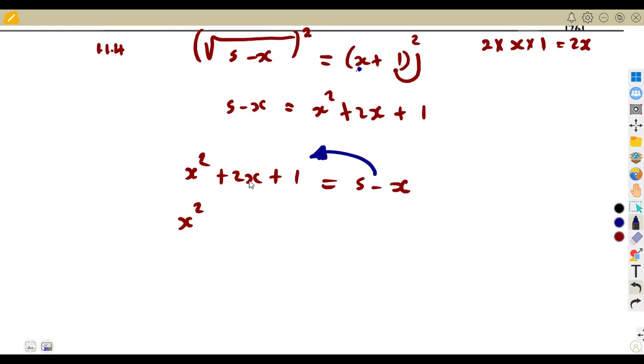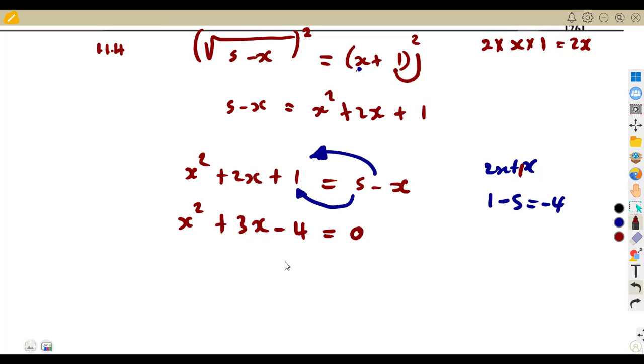So if we transpose this, that will be a positive there. So that will be 2x plus x, which is what? 3x. All right, 2 plus 1. Then on this other hand, we transpose the 5 to the other end, it becomes a negative. So this is 1 minus 5, which is going to give us what? A negative 4. So that's a negative 4 is equal to 0. So as you can see, we have a normal quadratic equation.